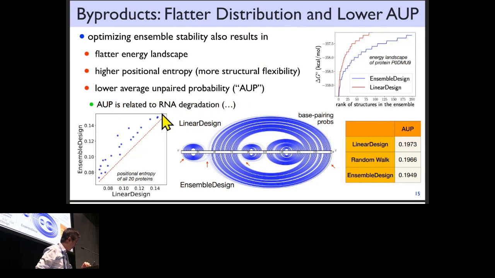And AUP, sorry, I forgot a citation here. It's actually Rhiju Das's work that defined AUP, and they showed that AUP is related to RNA degradation. If you have lower AUP, it's less likely to degrade. So you can see we lowered the AUP a little bit over linear design.